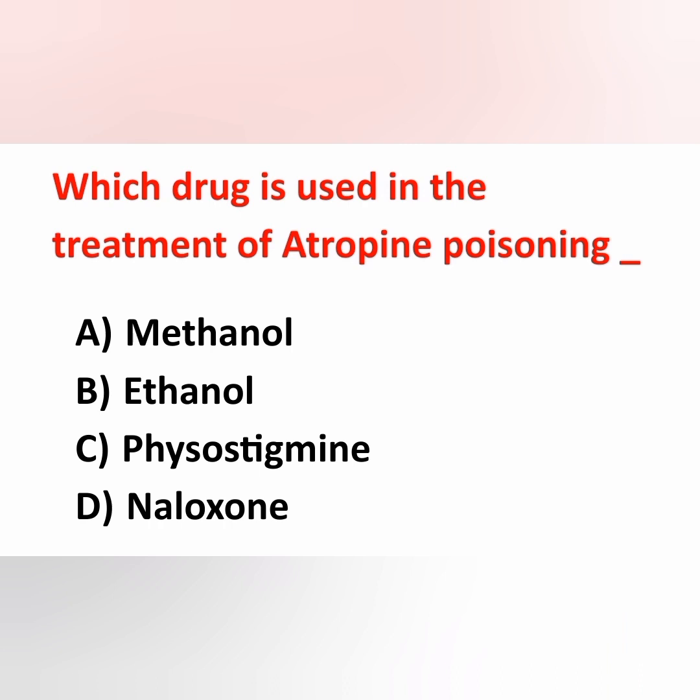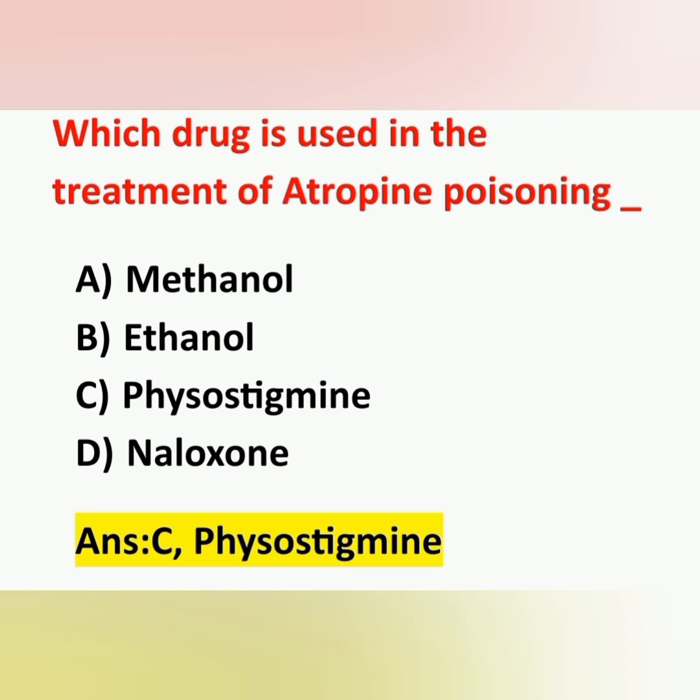The next question is, which drug is used in the treatment of atropine poisoning? And options: option A methanol, option B ethanol, option C physostigmine, option D naloxone. And the correct answer for this question is option C physostigmine, the antidote of atropine poisoning.